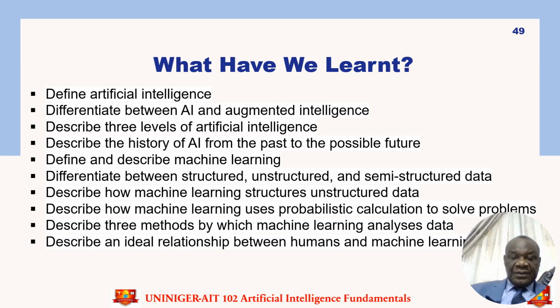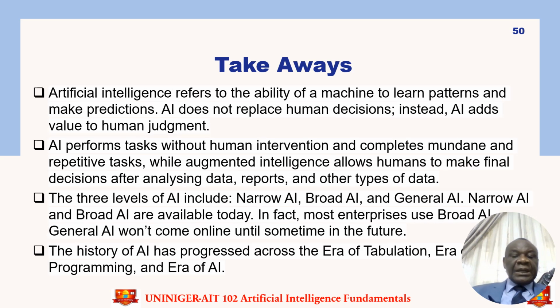What have we learned? We've defined artificial intelligence, we differentiated between AI and augmented intelligence, we've described three levels of artificial intelligence, and how to describe an ideal relationship between humans and machines. Some takeaways. One, artificial intelligence refers to the ability of a machine to learn patterns and make predictions. AI does not replace human decisions. Instead, AI adds value to human judgment.